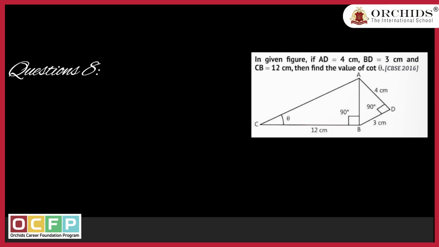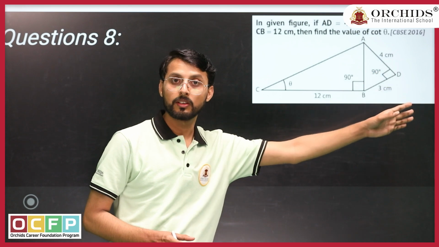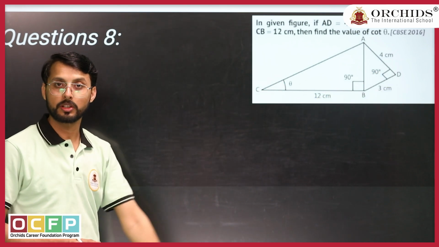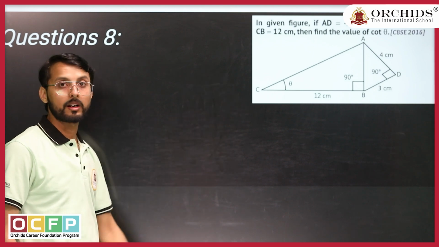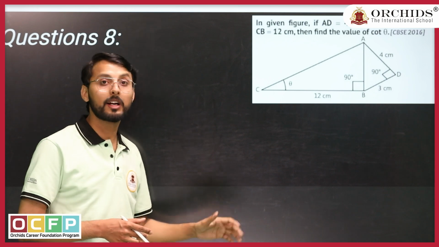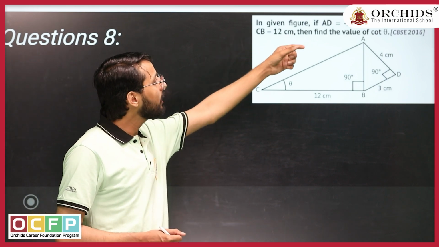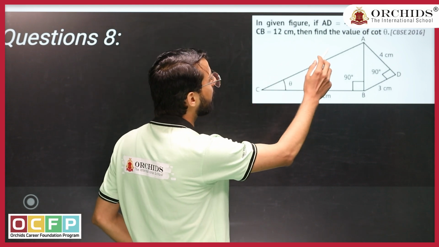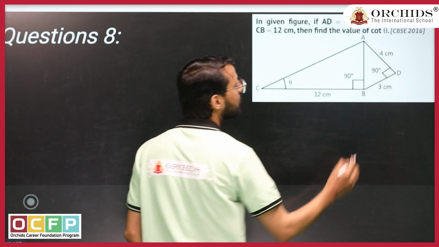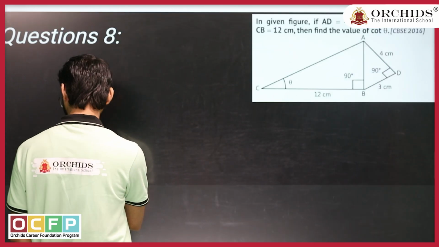After question number 7, we have question number 8. This was asked in CBSE 2016. And this was not a 1 marker, they have given it as a very short question, which means a 2 marker. But by looking at the figure, it looks too heavy and difficult to solve. But let's read this first. In the given figure, if AD equals 4 centimeter and BD equals 3 centimeter. Where is AD and BD? This is your AD and that part is your BD.